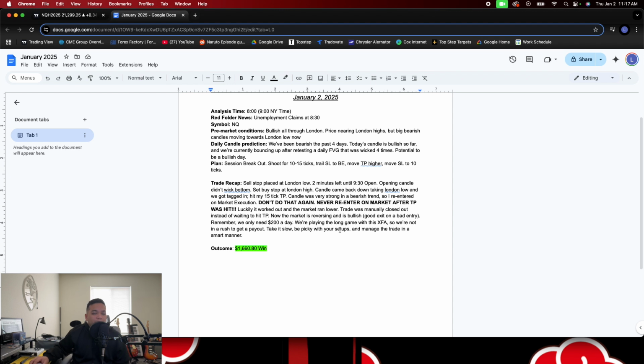Candle was very strong in a bearish trend, so I re-entered on a market execution, and in bold lettering right here: do not do that again. Never re-enter on market after TP was hit. Luckily it worked out, and then it ran lower. Trade was manually closed out instead of waiting to hit TP. Now the market is reversing and is bullish. Good exit on a bad entry.